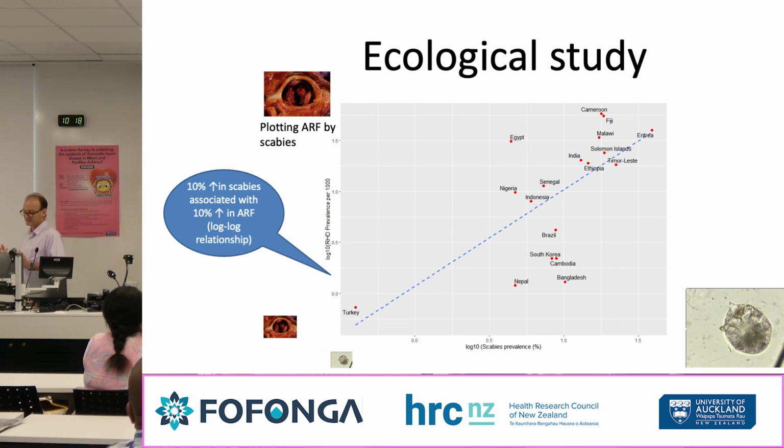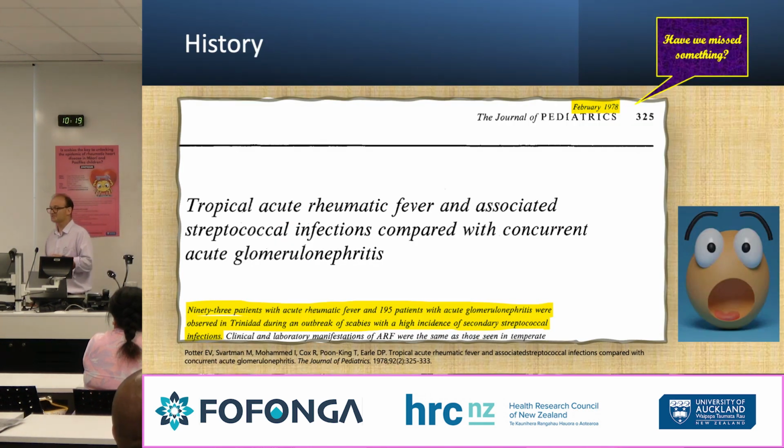There's about a 10-fold difference in prevalence, with scabies prevalence higher than rheumatic heart disease on echo. But if you look at the line of best fit, for every 10% increase in scabies prevalence, you get a 10% increase in rheumatic fever prevalence. Curiously, if you do a literature review, you see some evidence that scabies may be causing some of these historic outbreaks of rheumatic heart disease. So here's a little quote I thought I'd just read out. 93 patients with acute rheumatic fever and 195 patients with acute glomerulonephritis, so it's a kidney issue, were observed in Trinidad during an outbreak of scabies with a high incidence of secondary streptococcal infection.